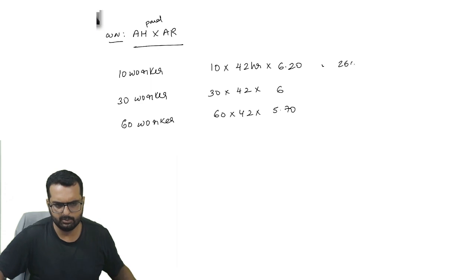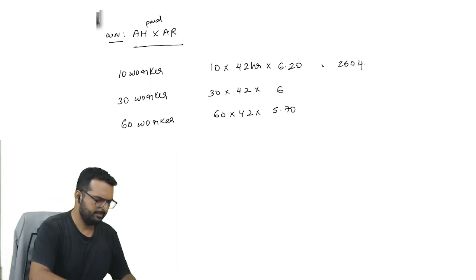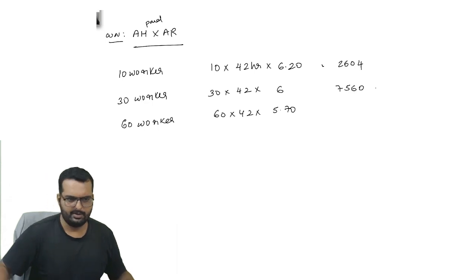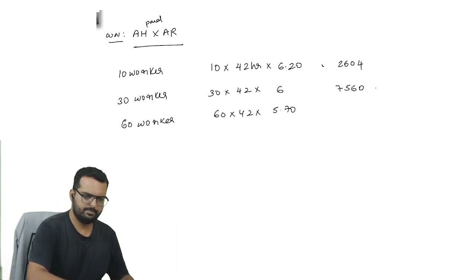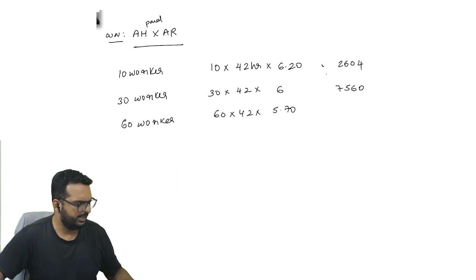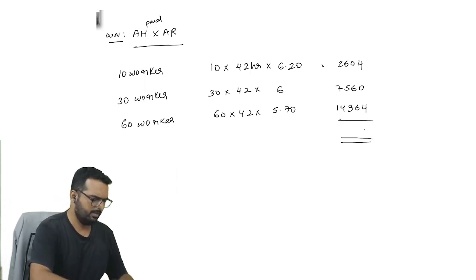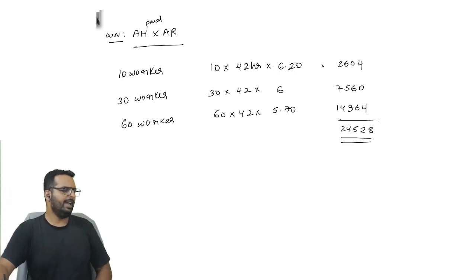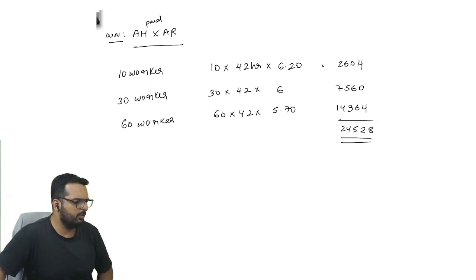You get the answer as 2604, 7560, 14,364. So 2604 plus 7560 plus 14,364 will give you 24,528. So the actual hours worked is turning out to be how much?